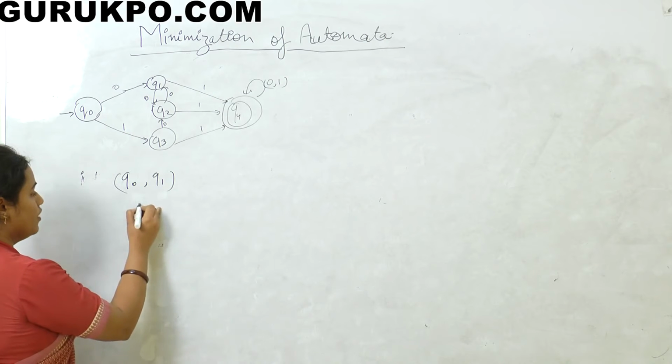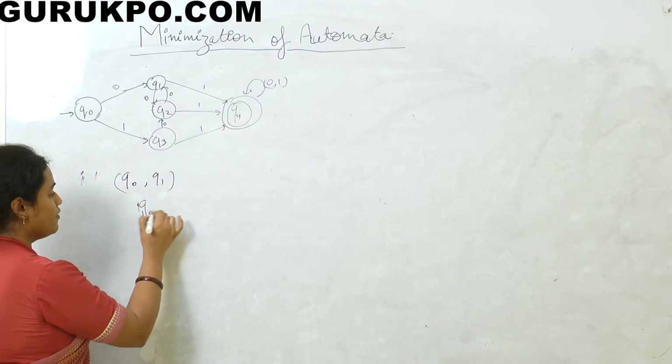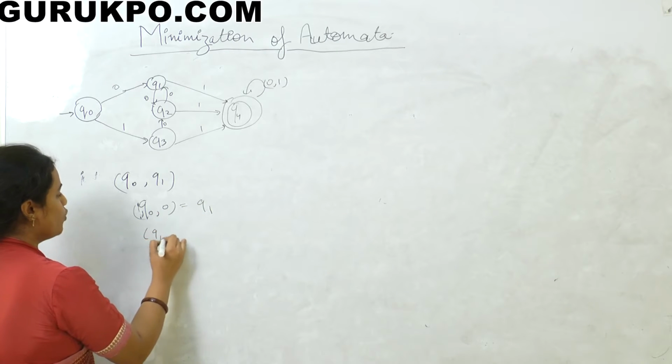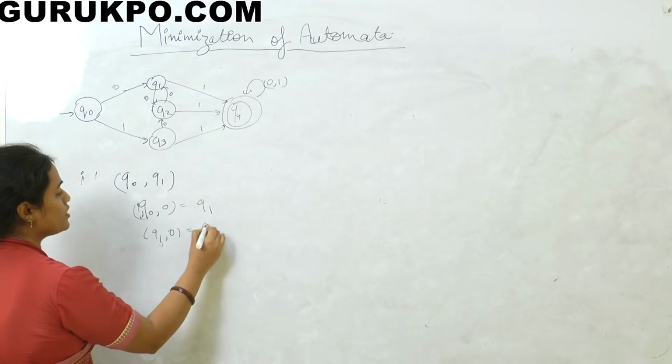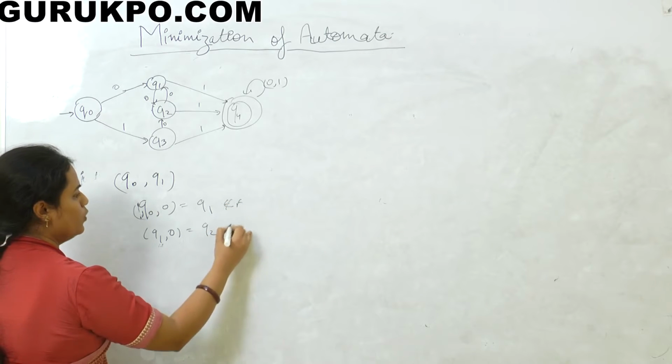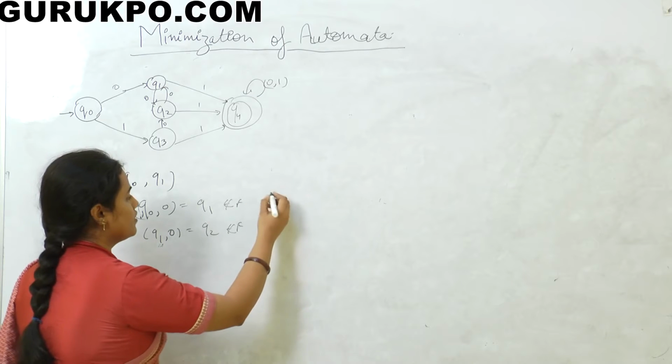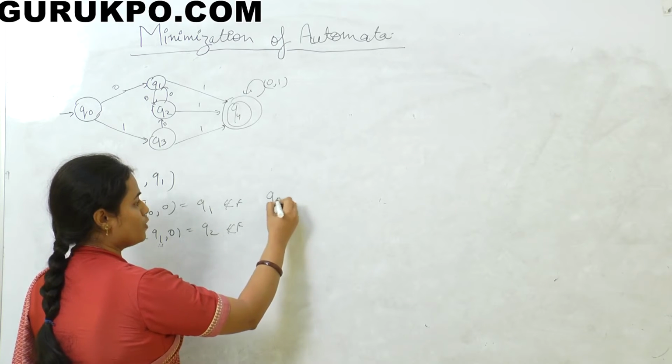At Q0 I am giving the input 0, and I reach the state Q1. At Q1 I am giving the input 0, and I reach the state Q2. Both do not belong to final. In a similar manner, we can check for another input.